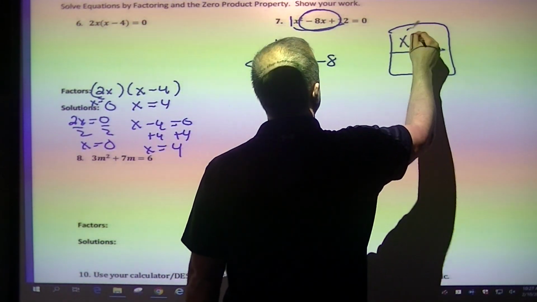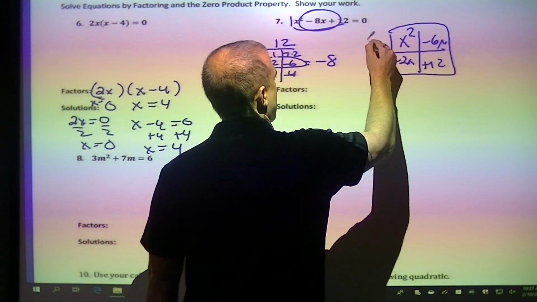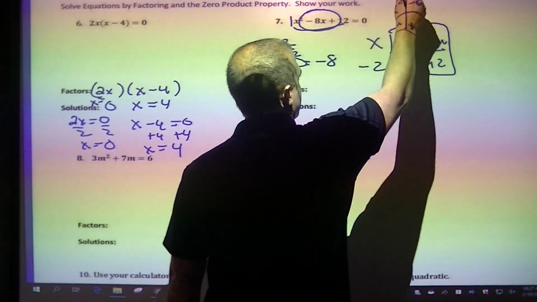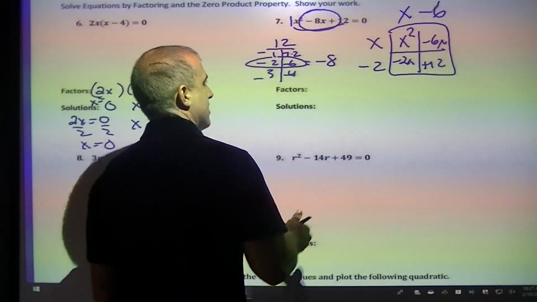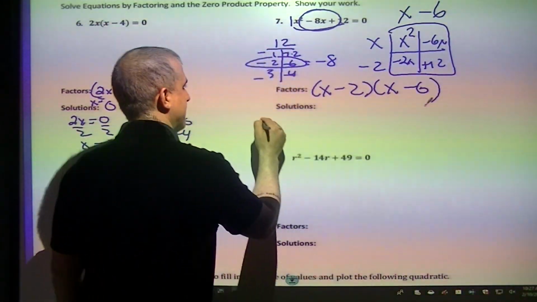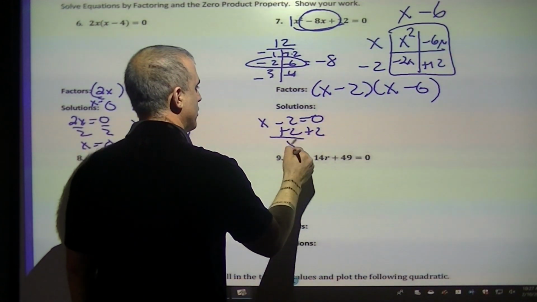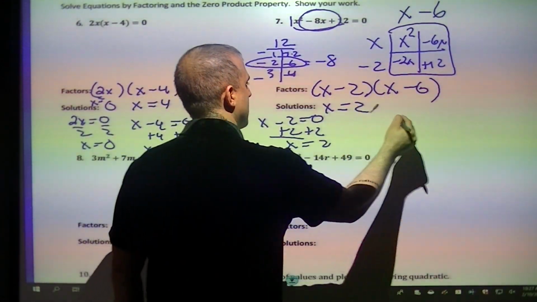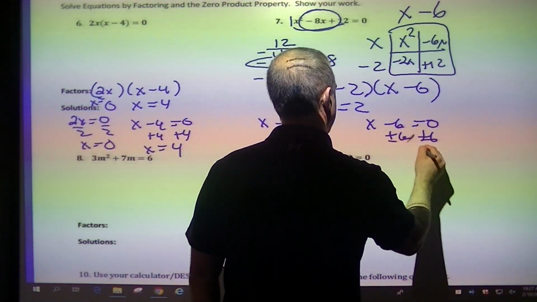So x squared minus 2x minus 6x plus 12. This row would be an x. This row would be a negative 2, x, and negative 6. Okay? So my factors are x minus 2, x minus 6. I would set these equal to 0. That would just be x equals 2 for an answer. This would be, if I set this equal to 0, this would be x equals 6.